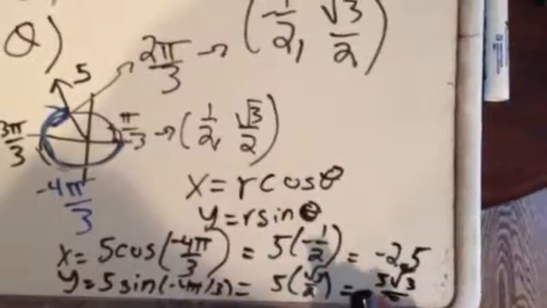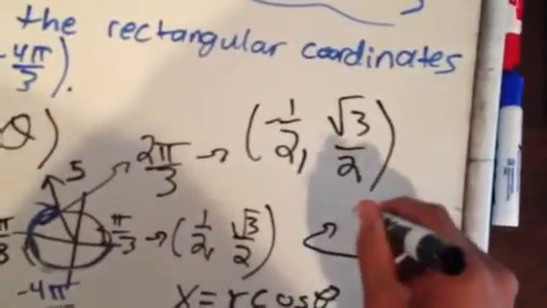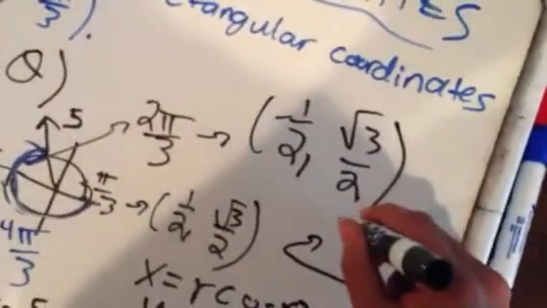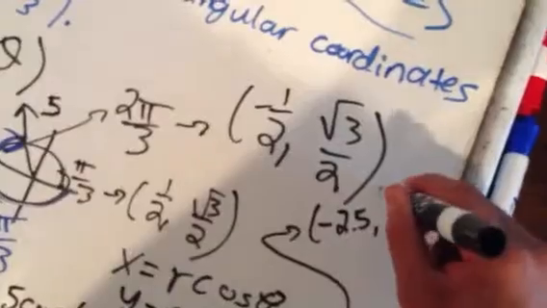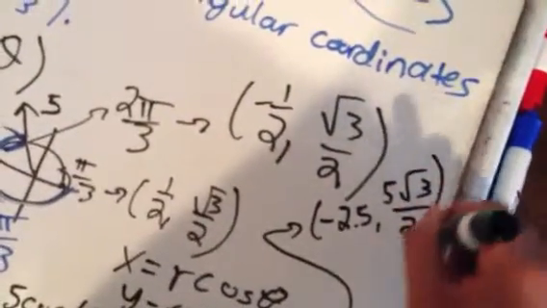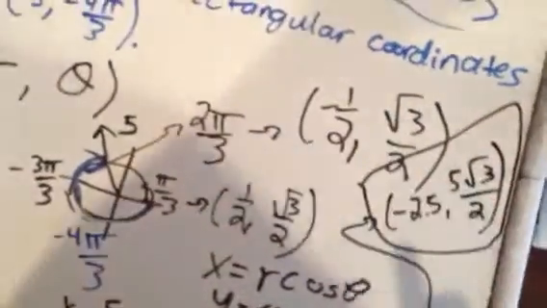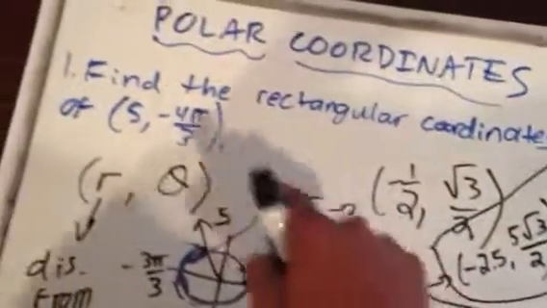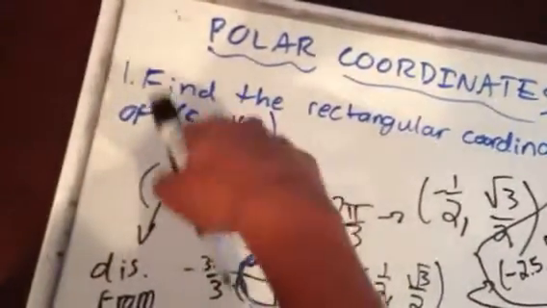That's tough to see right there, that 2. I ran out of room, but our rectangular coordinates are (negative 2.5, 5 root 3 over 2). There you go. Those are the rectangular coordinates that correspond with this polar coordinate right here.